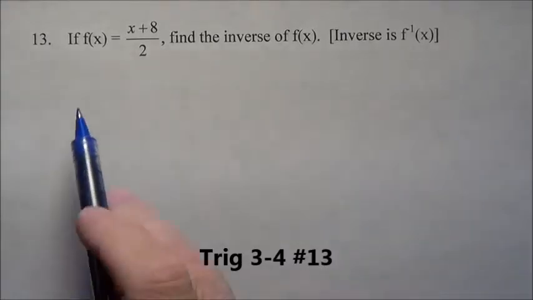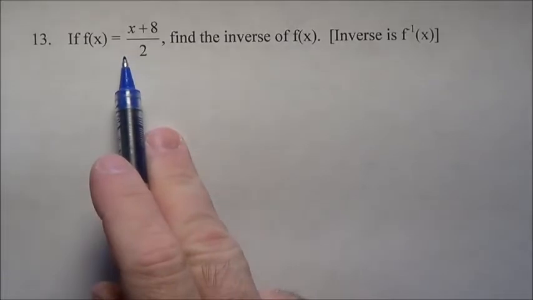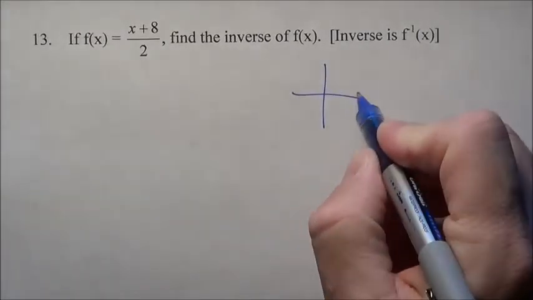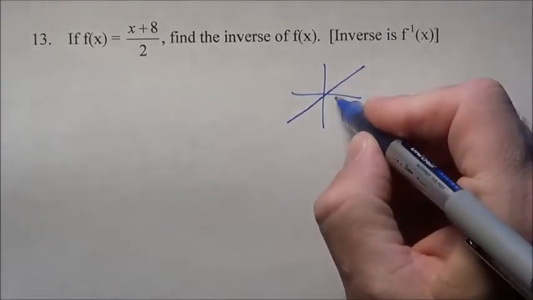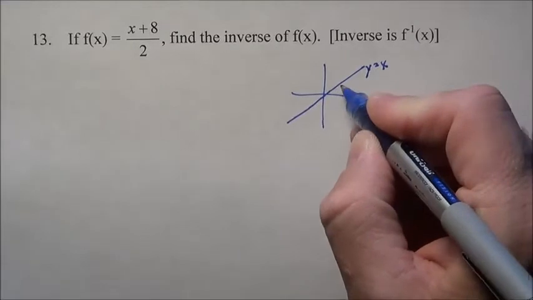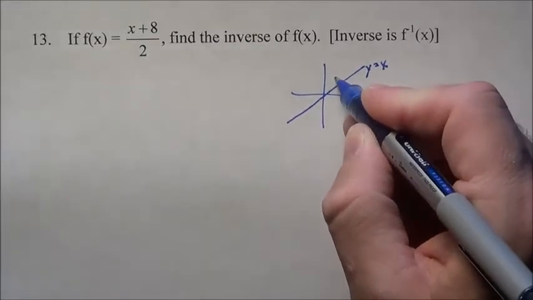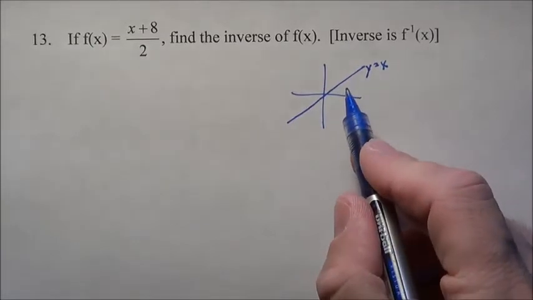Here's 13. It says if f of x is equal to (x plus 8) over 2, find the inverse of f of x. What you're doing when you're finding the inverse is you're basically taking whatever this graph is and you're flipping it over this line. This line is y equals x. So we're flipping it over that line. Every x value is going to become a y value, and every y value is going to become an x value. That is what is occurring.